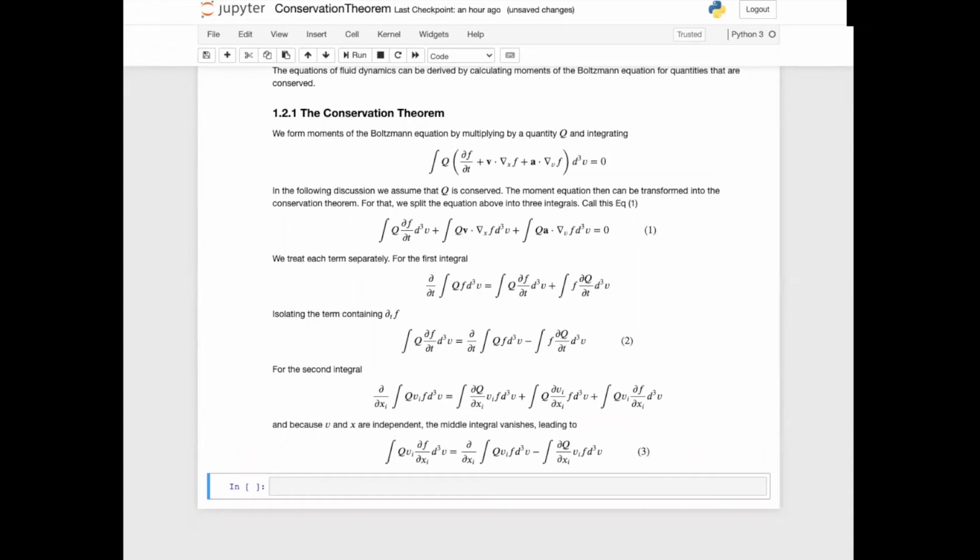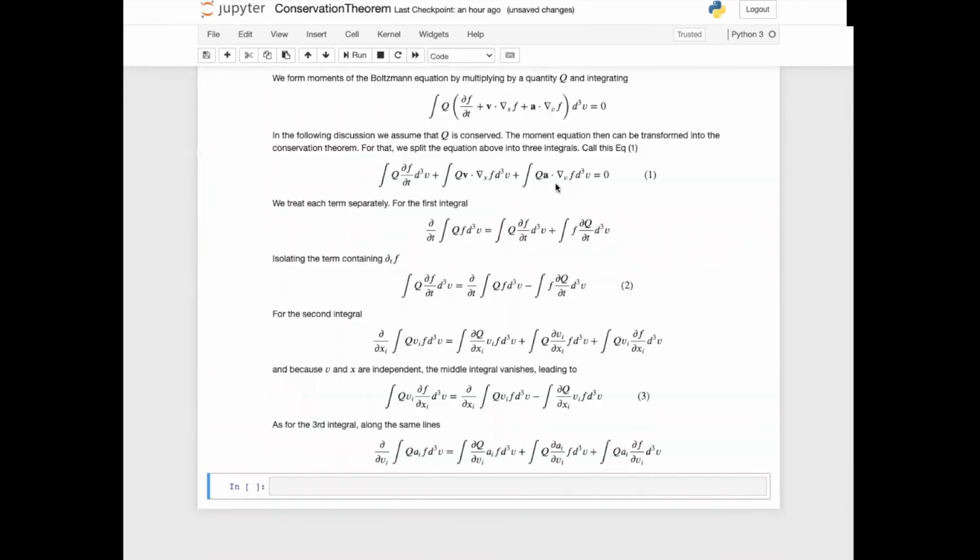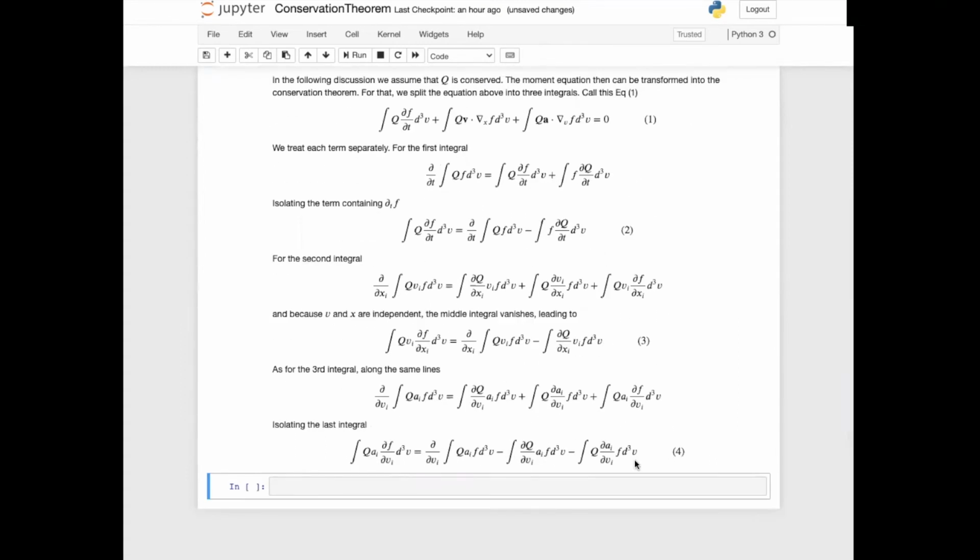Move on to the third integral, which is the one with the velocity derivative of the distribution function. Along the same lines, we have only one term inside the velocity derivative. Let's take the velocity derivative of the three terms and apply the product rule. What we want is only this last term. So let's isolate this and call it equation 4.